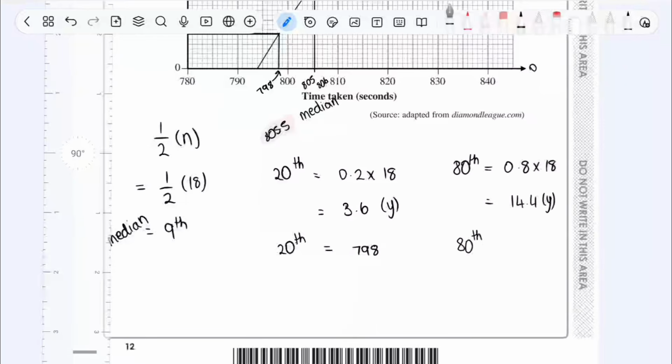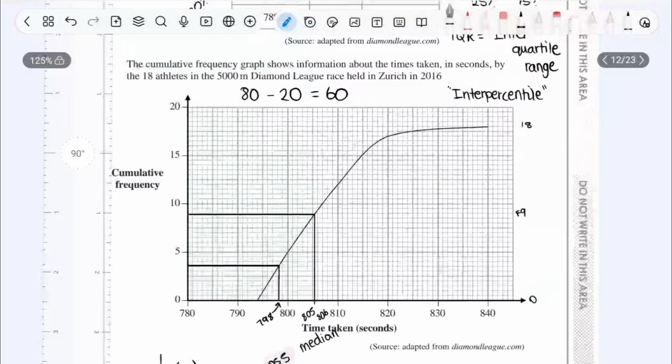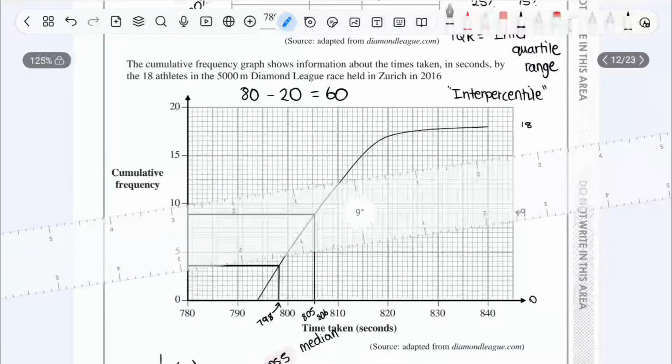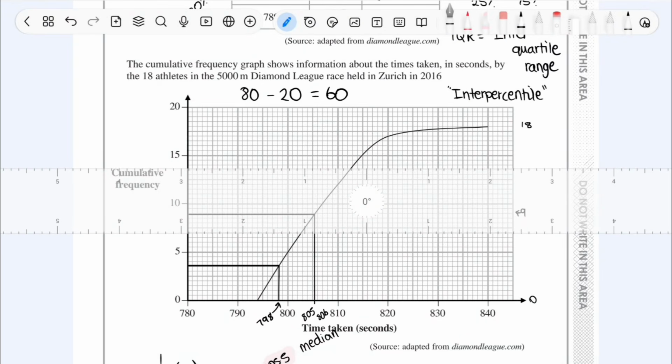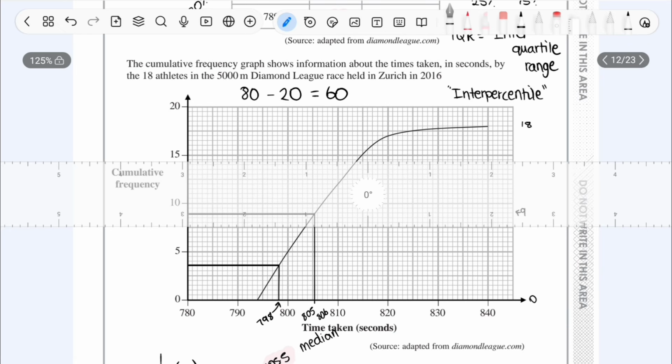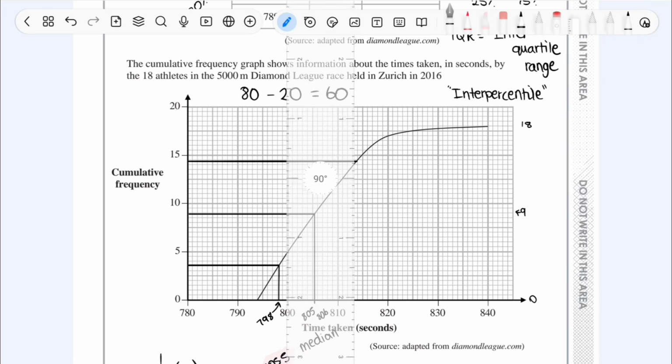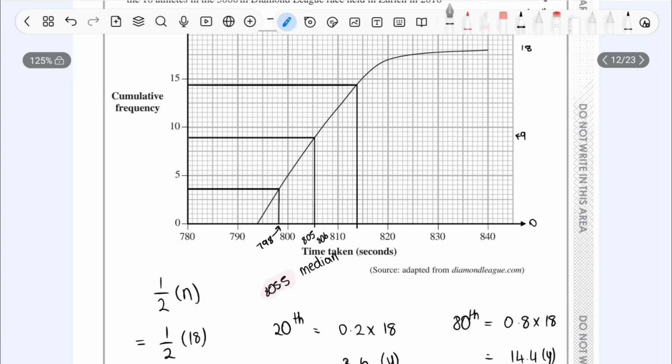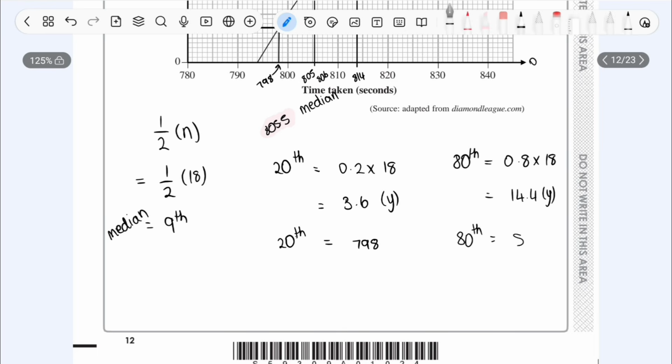So to find this, we're going to just go to 14.4 on the y-axis. Again, because it's not a multiple of 0.5, it's going to be quite annoying rather than anything else. So we've got to just really aim for as accurate as we can. And that comes up at 814. So yeah, that one wasn't too bad because it lined quite nicely.